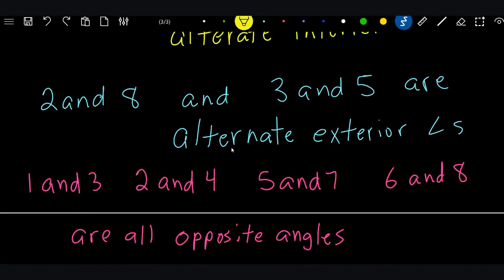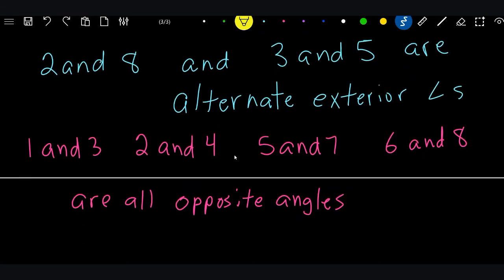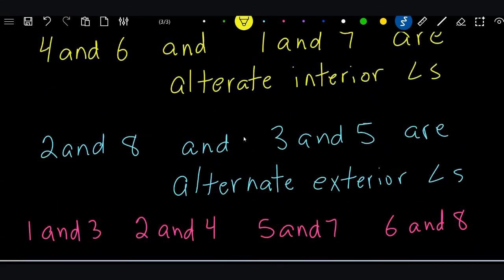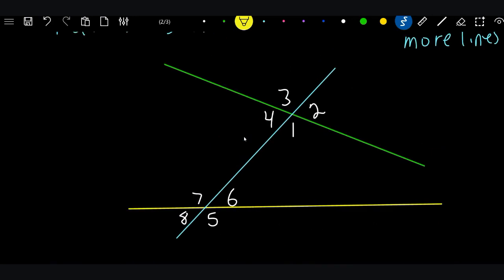All right. Now the next thing is 1 and 3, 2 and 4, 5 and 7, 6 and 8 are all what's called opposite angles. We've already talked about opposite angles. We could also call those vertical angles. Vertical. Okay. So what does that mean? 1 and 3 are vertical angles. We know something else about those because we know about vertical angles. We've already studied those. What do we know about vertical angles?